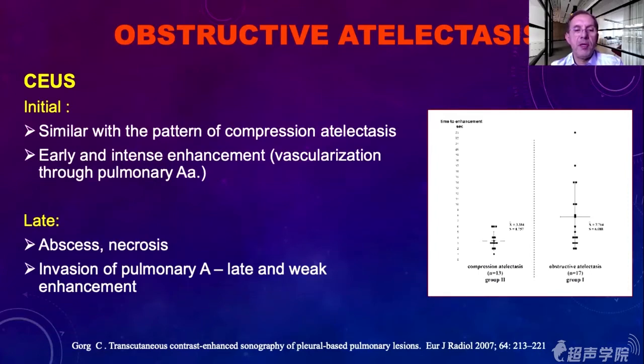This happens when the pulmonary artery is invaded by the tumor. And you see on the graph that in compression atelectasis the arrival time is shorter, but in obstructive atelectasis we may have both shorter times of arrival of contrast agent, but also in some cases the contrast agent arrives very late. In this mass of atelectasis, we may see other lesions like abscesses, necrosis, or even the tumor, because those lesions have a different pattern of enhancement.